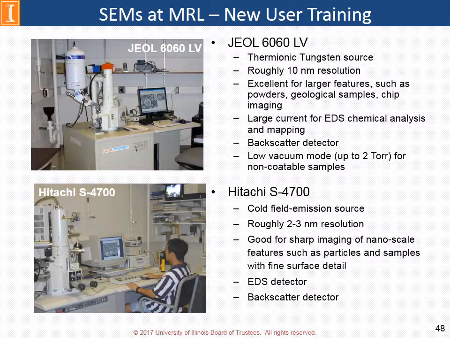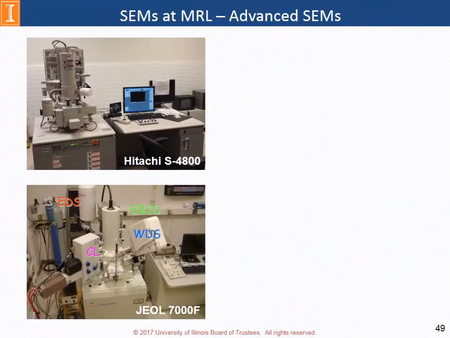Hitachi S4700 has a cold field emission source. The resolution is roughly 2 to 3 nanometers. It is good for sharp imaging of nanoscale features such as particles and samples with fine surface detail. It has an EDS detector and a backscattered detector as well.